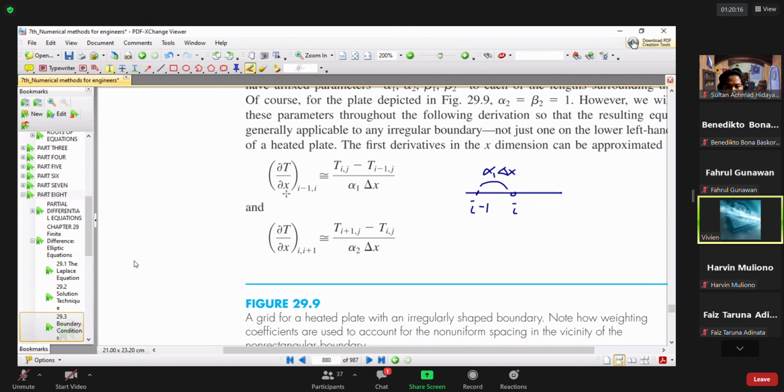This means that this is a backward scheme. And here, if we want the gradient from i to i plus 1, we use a forward approach. This is a first order approach, so that will be alpha 2 delta x. Okay, so this is backward and forward, all first derivative, first order accurate.